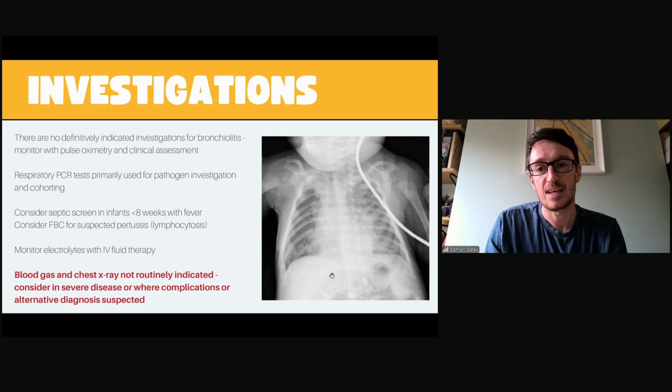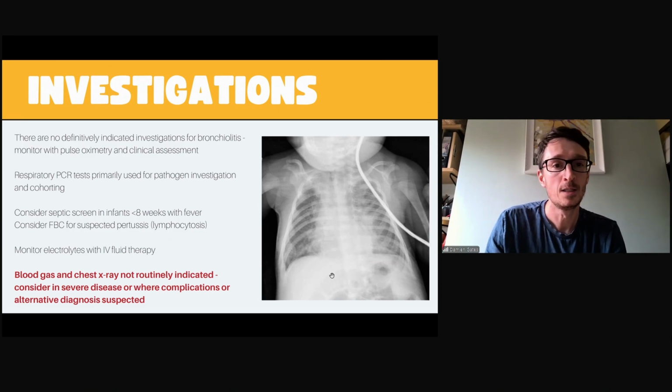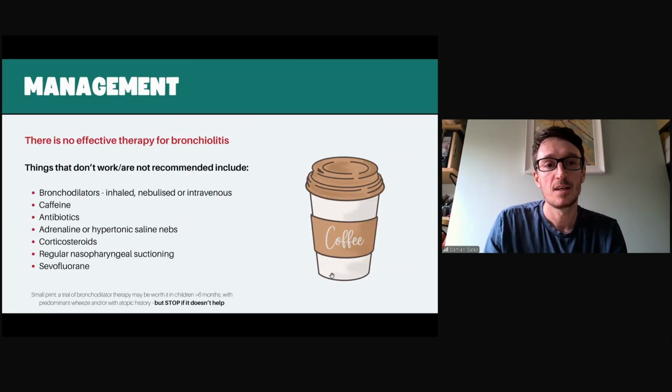On the right there, you see an x-ray, which is fairly typical of a progressed bronchiolitis. So you get this right upper lobe collapse and then lots of fluffy changes everywhere else. But often, actually, there's not really any changes, not really anything significant in the chest x-rays, even if there are significant findings in auscultation.